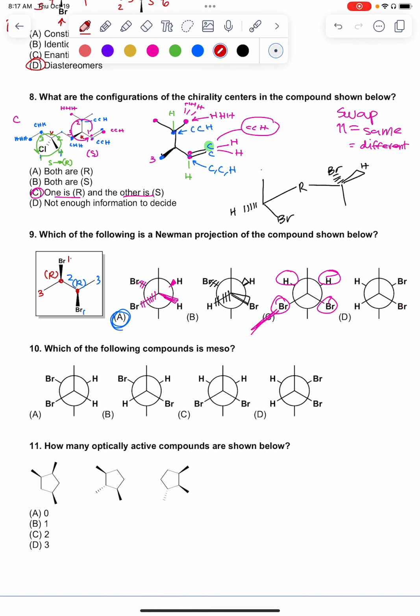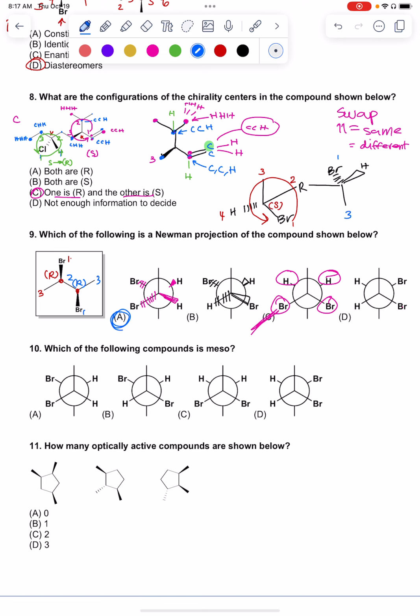So now I can use my configurations. Remember that methyl is always going to be 3 when hydrogen's present. Hydrogen's in the back this time. That's good. Bromine's number 1, and our R group must be 2. So that's 1, 2, 3. Hydrogen's in the back. This looks S. It is S.